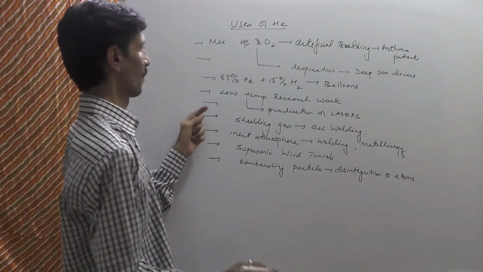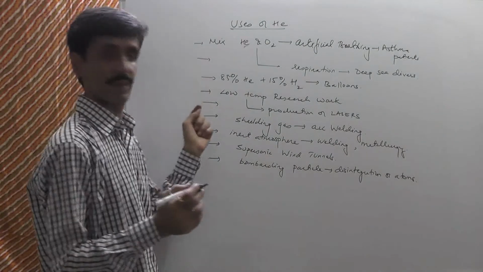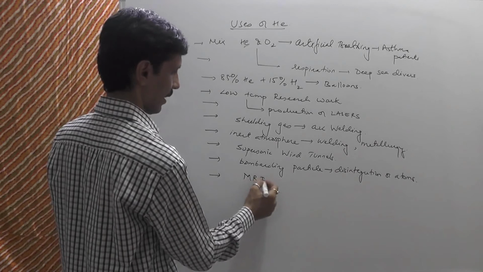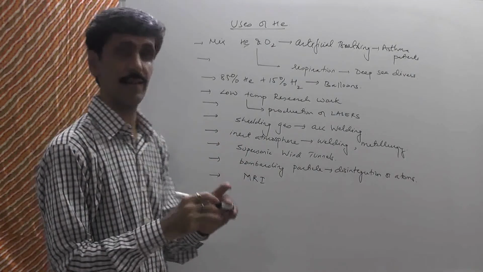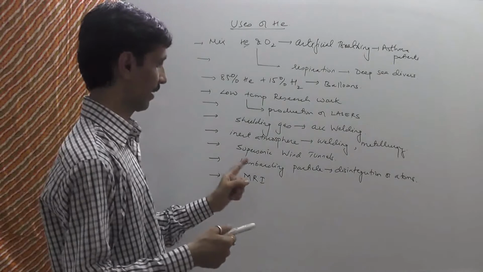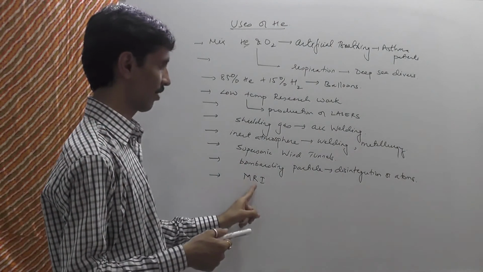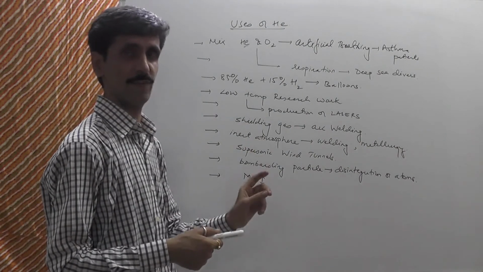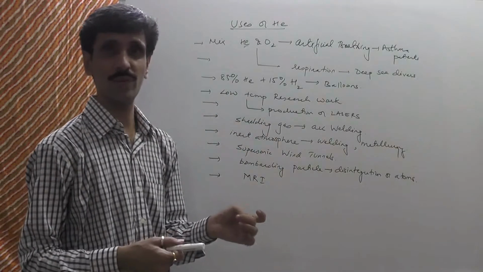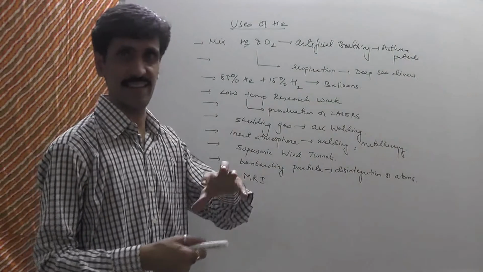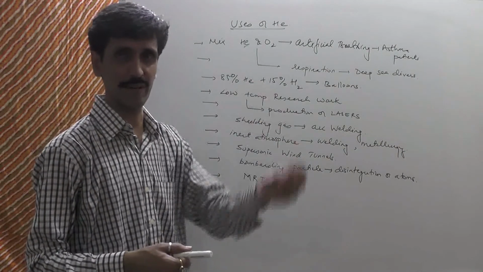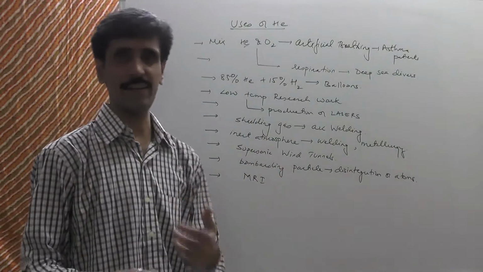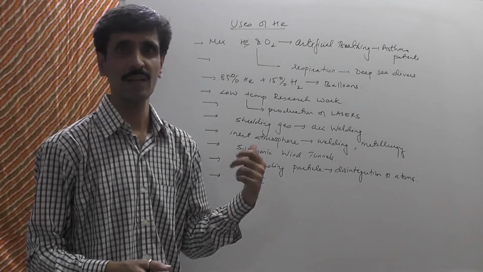Okay, next is, it is used in MRI. Okay, MRI में इसका इस्तेमाल किया जाता है, that is in case of magnetic resonance imaging. Now, this is basically a diagnostic tool. इससे diagnosis किया जाता है कि which exactly part of the body is going to be affected. Okay, so these are some of the applications we can say for helium.